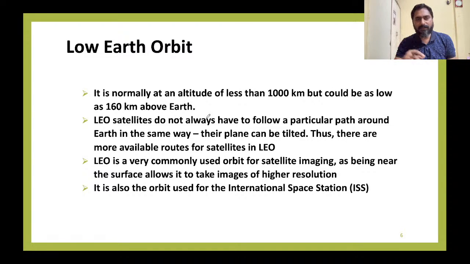One of the key characteristics of low Earth orbit that you should remember is that the altitude should be less than 1000 kilometers, and it should be above 160 kilometers. So it should be more than 160 kilometers but less than 1000 kilometers. So we call it low Earth orbit. And what is the uniqueness? The satellites in this orbit do not have to follow a particular path, so they can change the path. They need not follow the same path every time, so they can change the plane every time.